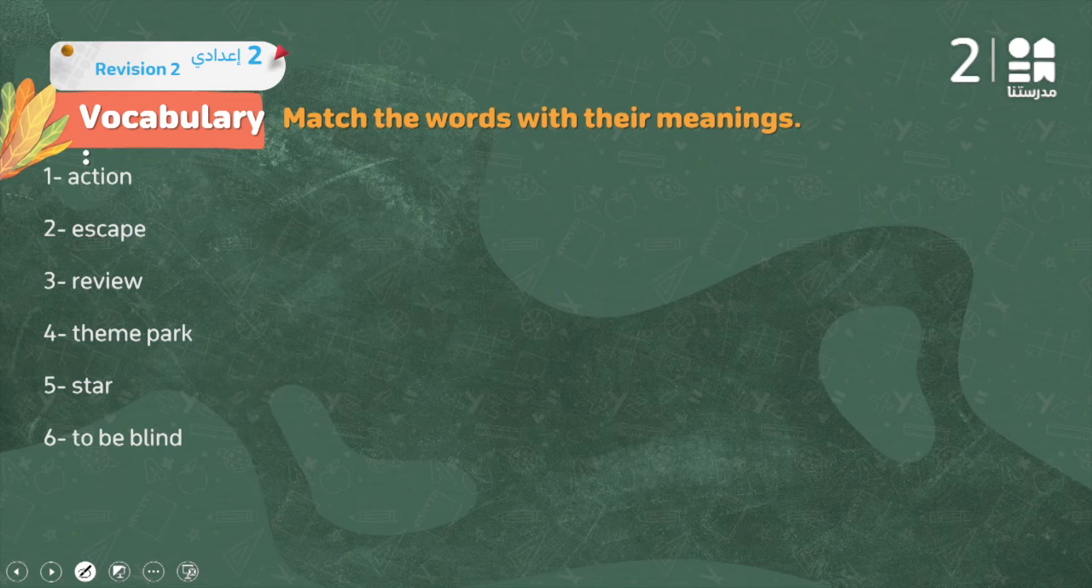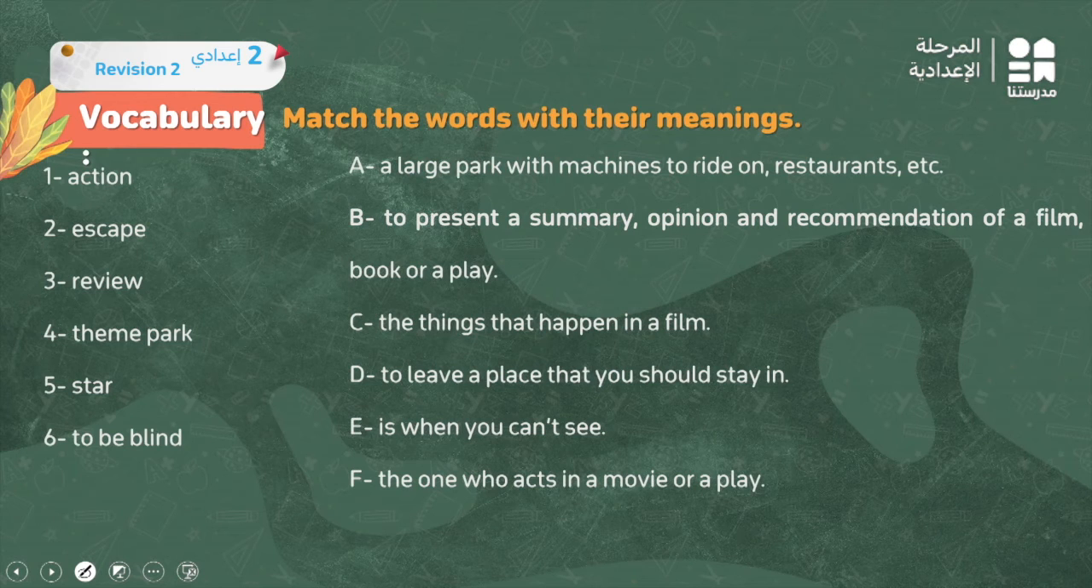Okay, we have another list of vocab words. Action, escape, review, theme park, star, to be blind. Okay, so here now, we have here some definitions. Okay, action here, let me match it with C, the things that happen in a film.